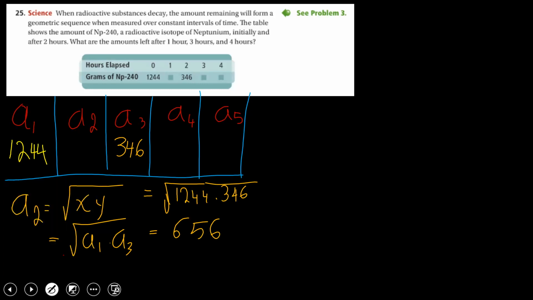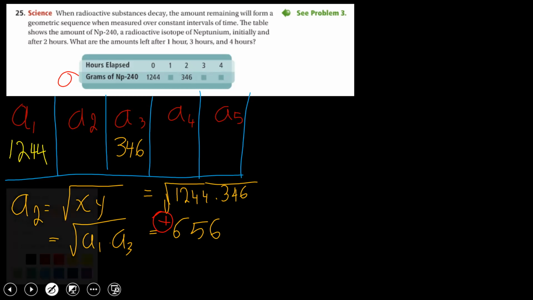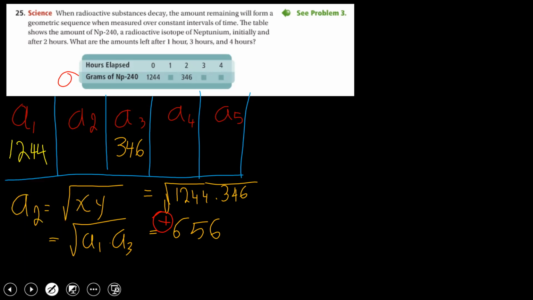Okay, here now we have positive and negative, because I told you that if I have a sub 2 equal to a number, the answer could be positive and negative. But because here it says it's in grams, it is a mass, and the mass cannot be negative, so the answer will be only positive 656. So by that, I can find now a sub 2, which is 656.